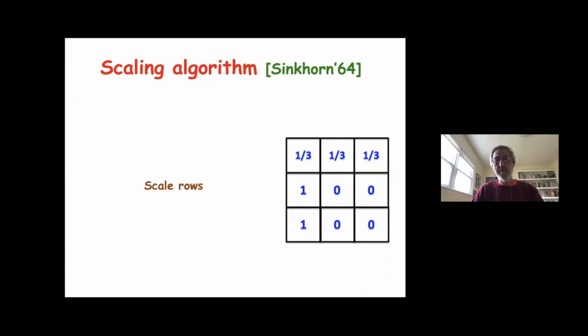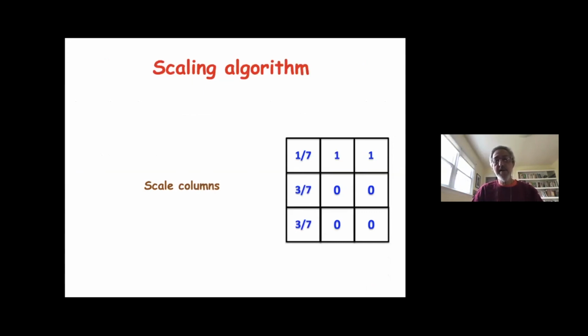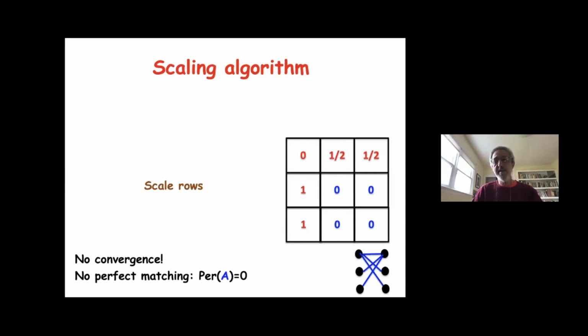But of course, the first column is not scaled, so we can fix that and scale the columns, but now we ruined the row sums. We can fix the rows, and now we screwed up the columns. And if you do this for a while, you see that it converges. Well, it doesn't converge. It just alternates between these two configurations. So that's what happens when you run this algorithm on this matrix. It does not converge. On the other hand, the graph that we started with had zero permanent. It had no perfect matching, so maybe it's okay.